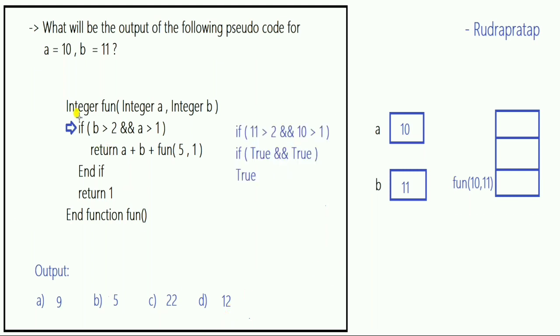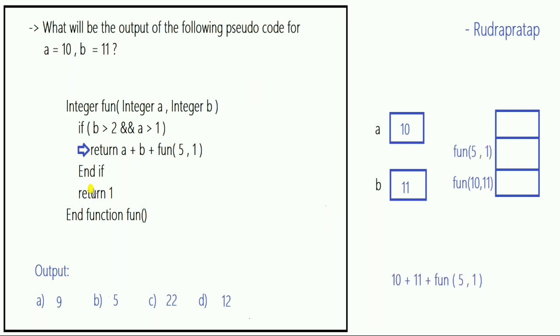After that we will check the if condition. The if condition is b is greater than 2 and operator a is greater than 1. So 11 is greater than 2 and then 10 is greater than 1. Now both the conditions are true, so it will return true. After that we will execute the body of the if, in which we have a plus b plus fun 5 comma 1. The value of a is 10 and b is 11, so 10 plus 11 plus fun of 5 and 1.